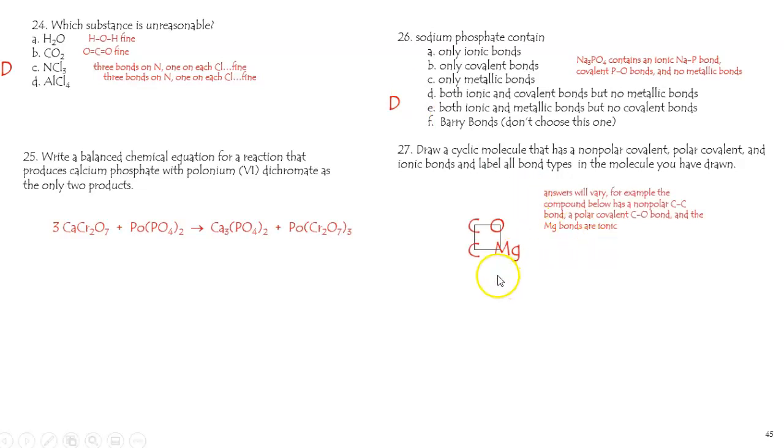It's a little messy. It was hard to draw this without a chemistry drawing program, but there's your nonpolar covalent carbon-carbon bond. There's your polar covalent carbon-oxygen bond, your ionic magnesium to oxygen bond, and also an ionic carbon to magnesium bond there as well.